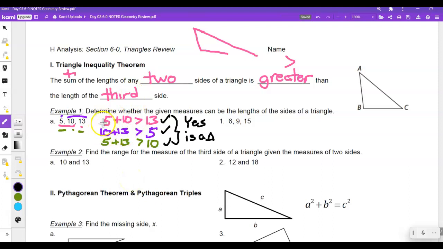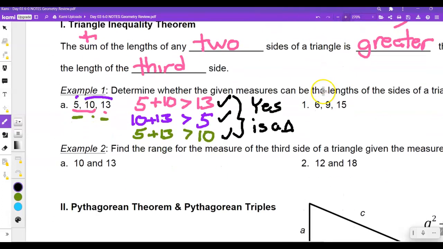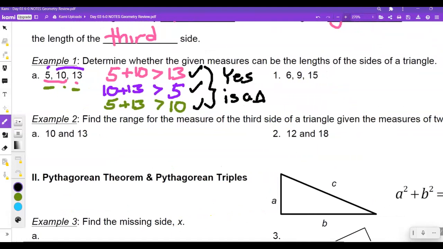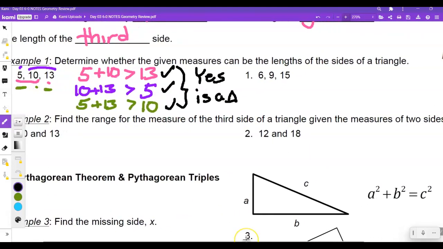Now, if we did two of them and they were both yeses and the third one was a no, then it would be false. So it only takes one of them to turn it into a false, and it could not be a triangle. So 2 out of 3 is not good enough, it has to be 3 out of 3.